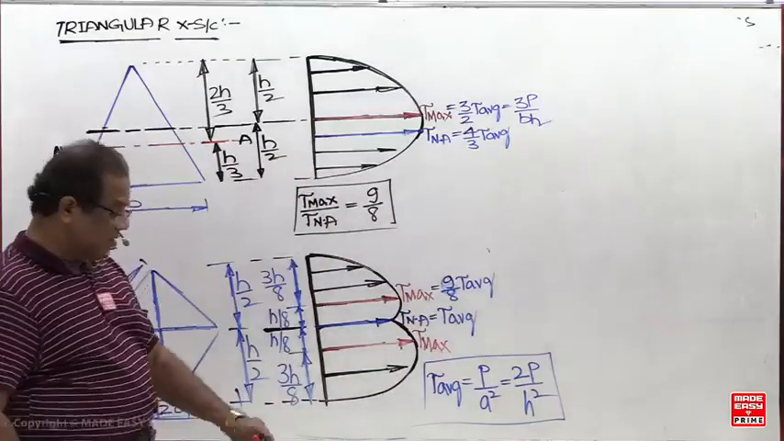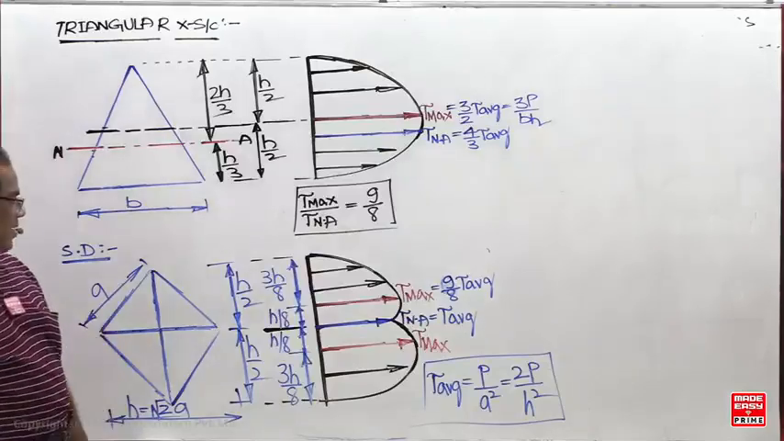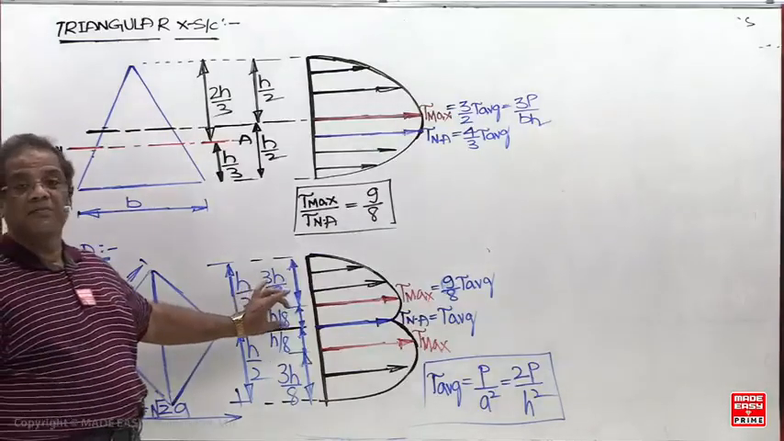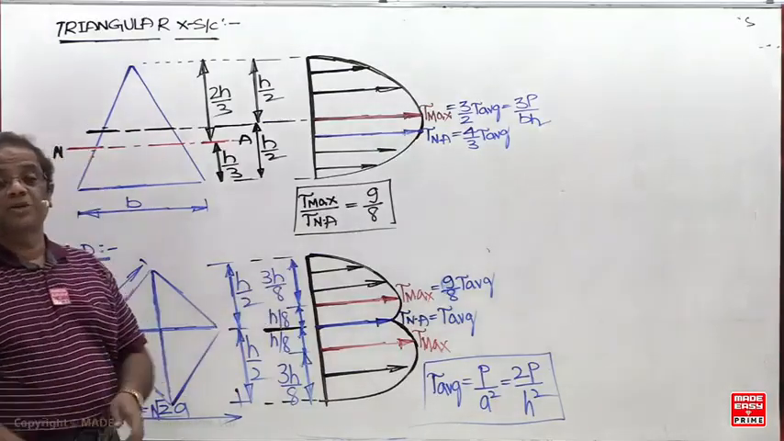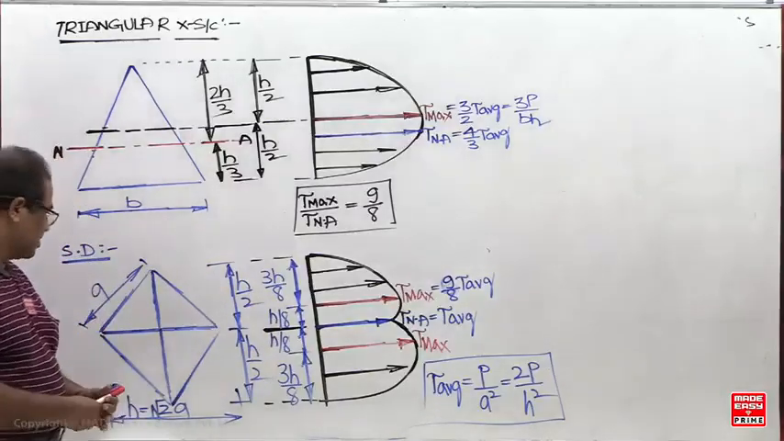Sometimes the side of the square is given, sometimes the diagonal of the square is given. Height of the diagonal is given. So it is maximum at a fiber located at a distance of h by 8 from the neutral axis, or 3h by 8 from the extreme fibers.